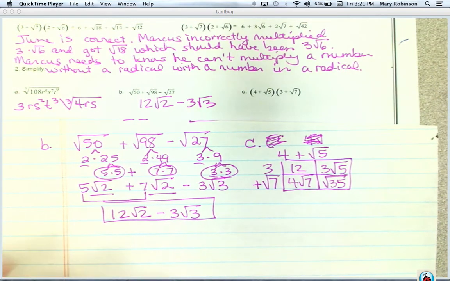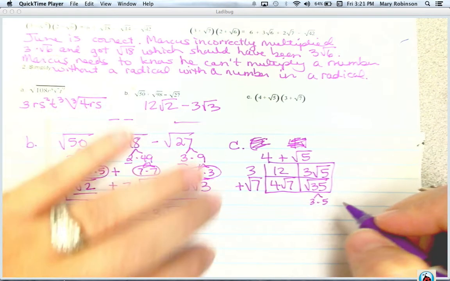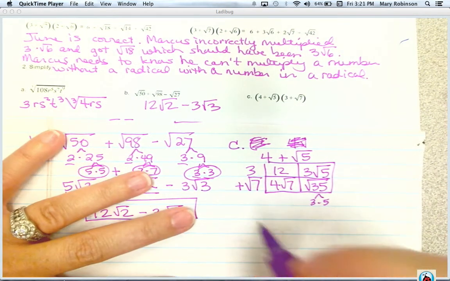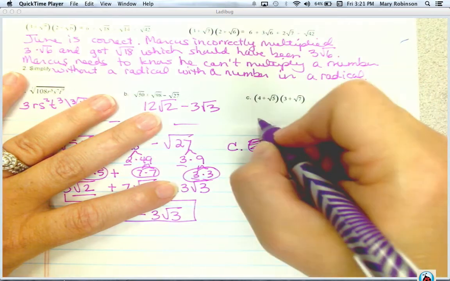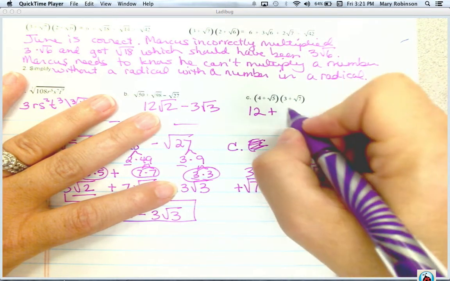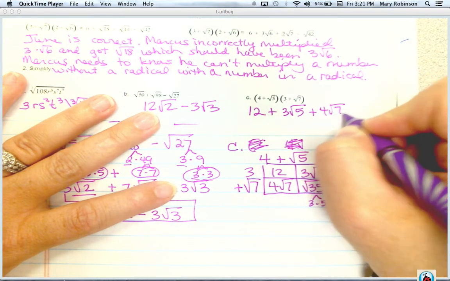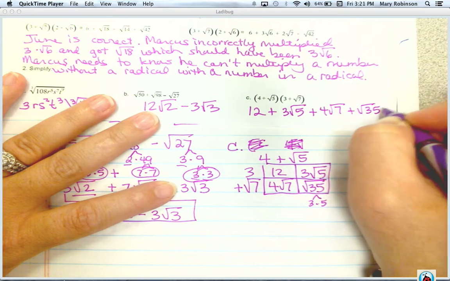And 35 just breaks down to 3 and 5, both of which are prime. So there's nothing I can do to simplify, so we just want to write our answer with all of our terms. 12 plus, because it's positive, so plus 3 square roots of 5, plus 4 square roots of 7, plus the square root of 35.